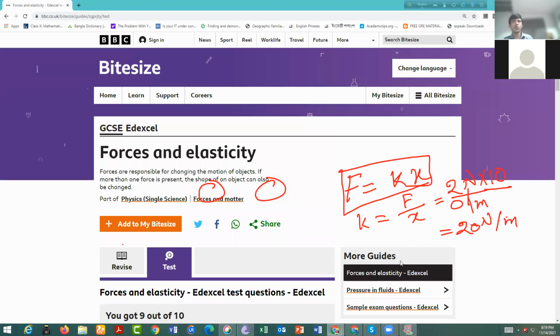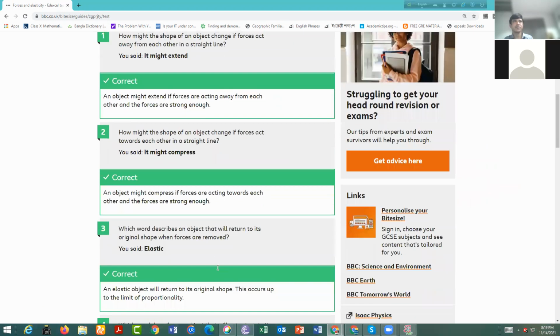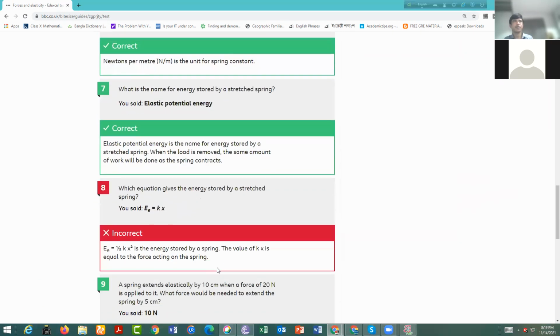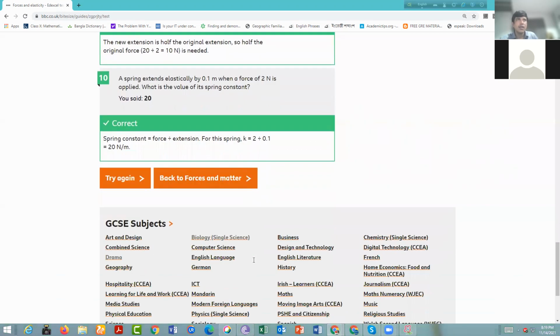Now let's check the score. 9 out of 10. Which one did you make a mistake on? Which equation gives the energy stored by a stretched spring? Oh, we didn't explain this one. The value of kx is equal to the force acting on the spring. Okay, no problem. It is not in your syllabus.